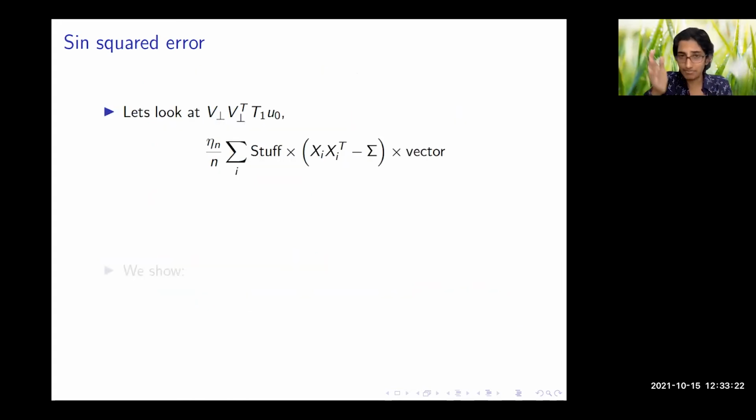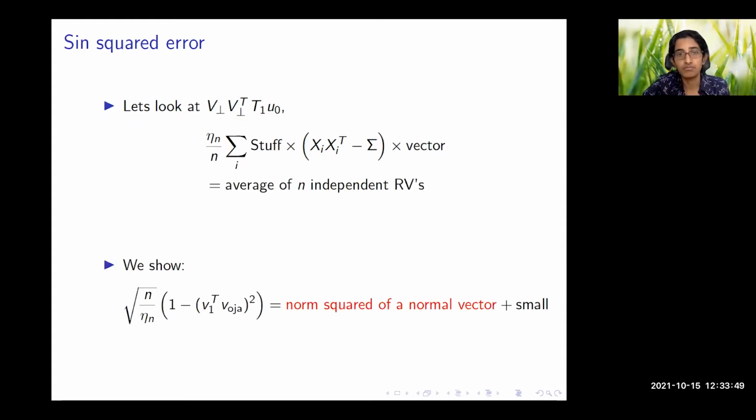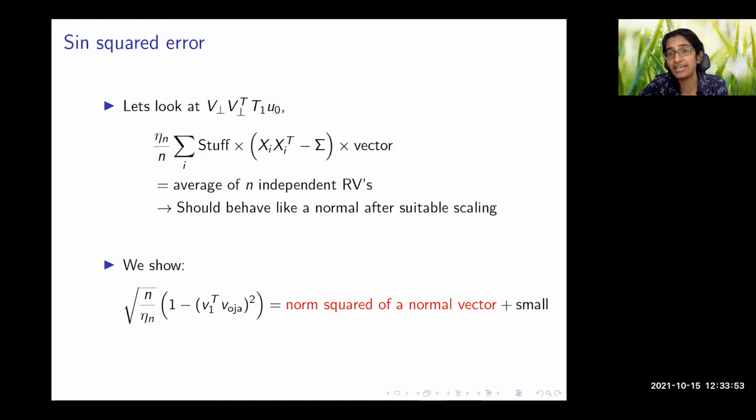So let's look at this, the second, the height projection. What happens there is exactly what I showed you before. You have a sum over i of some stuff, and then xi transpose minus sigma times a vector. The stuff and the vector, by the way, I should have had an i for them because they're changing from one i to another. But essentially what you have is a sum of mean zero random vectors. So essentially your hope is that this should behave like a normal after suitable scaling.